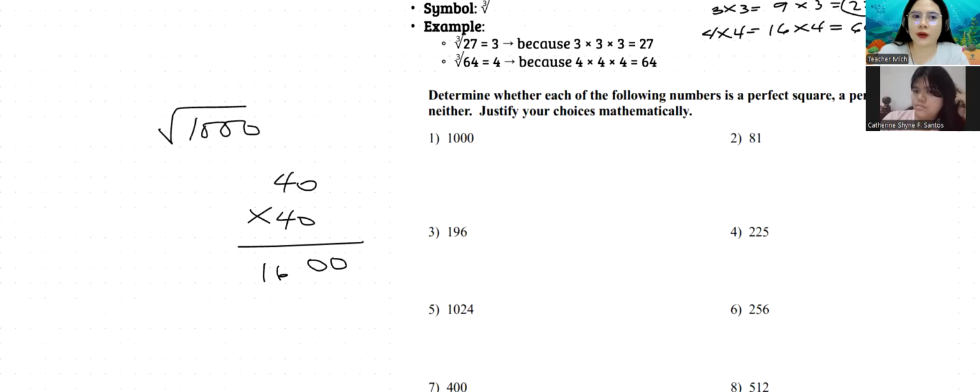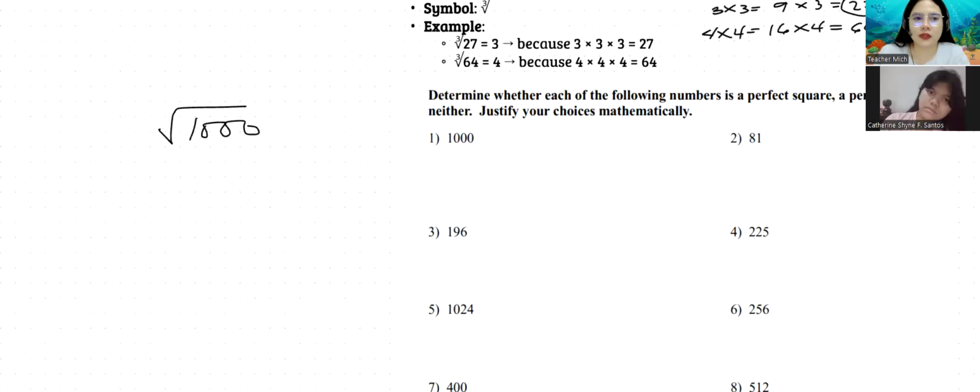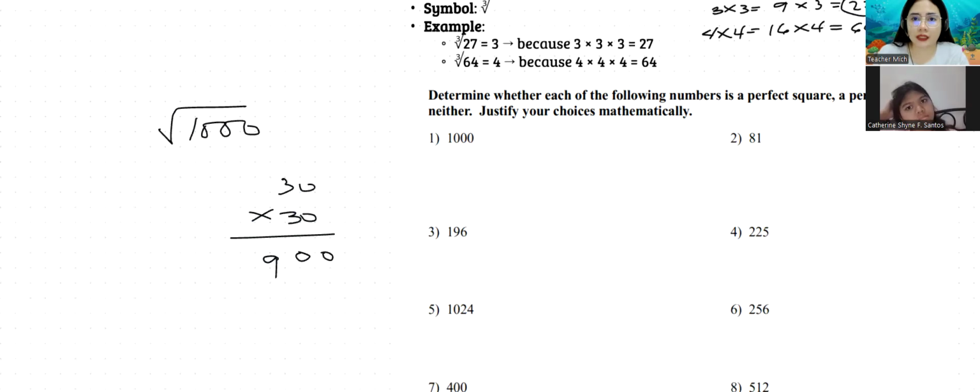So let's try another one. We try it as 30. So that is 30 times 30. There are two zeros here. 3 times 3 is equal to 9. That's 900. Now you can approximate it like 30, 31, 32, 33, 34, and so on. But this time, Keith, as you can see, the ending number should be 0. So therefore, this is not a perfect square.